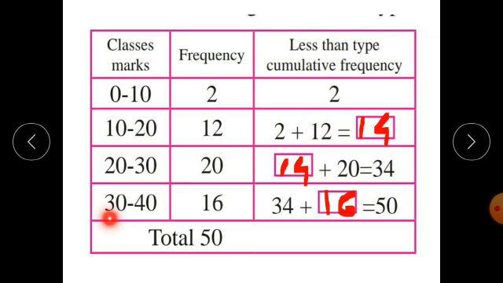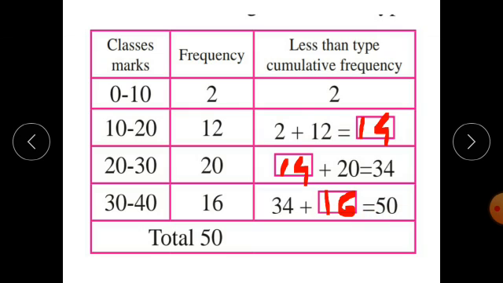Now, for the class 30 to 40, frequency is 16. So, less than type cumulative frequency is 34 plus 16, equal to 50. So, for the class 30 to 40, cumulative frequency is 50.